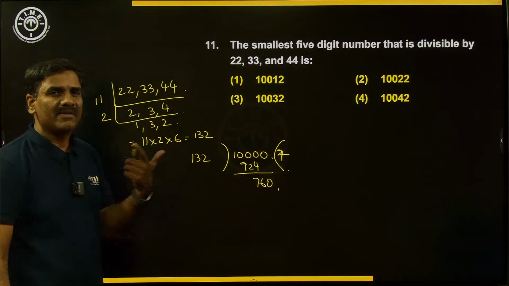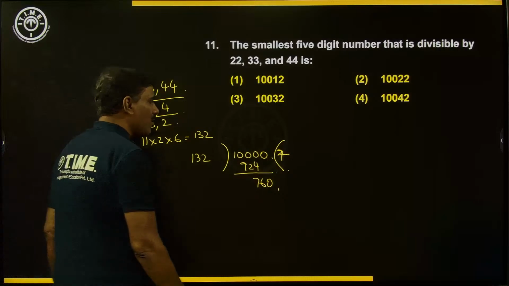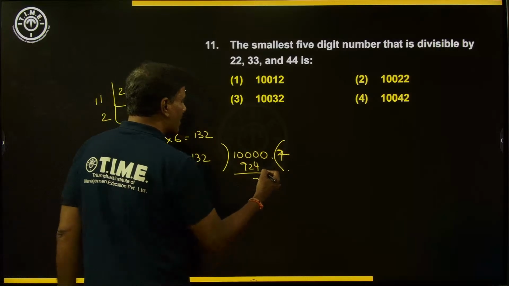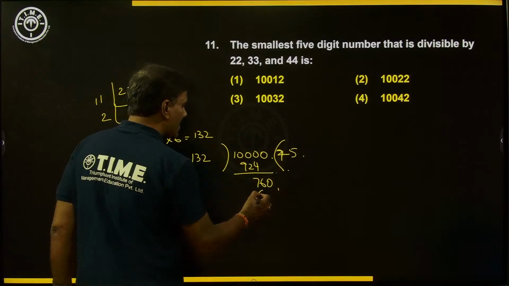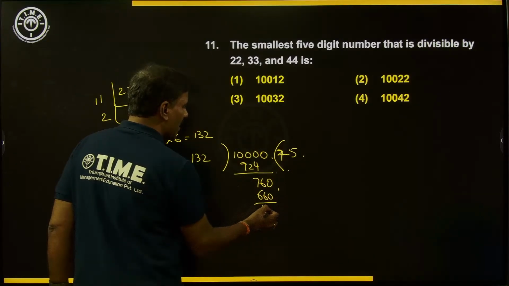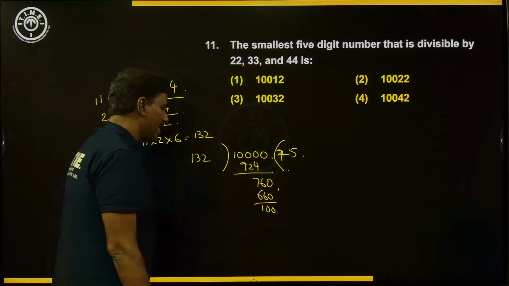13 times 6 will be 780, crossing this value. So that is the reason we cannot go for 6 times. We have to go for only 5 times. So what we can say, it will become basically 660. So how much is the remainder? 100 is the remainder, right or not?